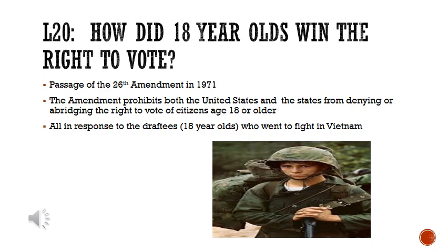And our last one here is how did 18-year-olds win the right to vote? Before the passage of the 26th Amendment in 1971, there was no set age. The status quo was 21. The amendment prohibits both the United States and the states from denying or abridging the right to vote for citizens age 18 or older. The argument was that if you're drafting 18-year-olds to go fight in Vietnam, they should have the right to vote.